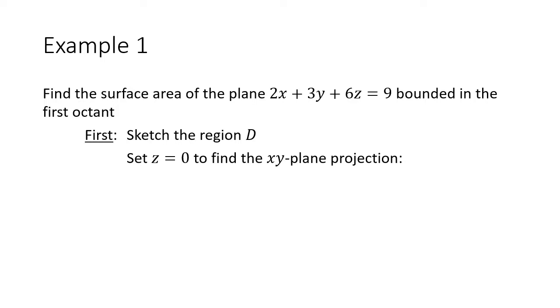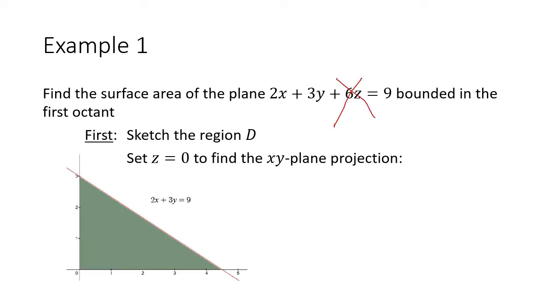And so my region D is going to be my xy plane projection. So if I set z equal to 0, well then, what's it going to look like in the plane? I'm going to have the line 2x plus 3y equals 9. And again, I'm bounded in the first octant, which also means I'm bounded in the first quadrant. And so I just get this triangle here in green.